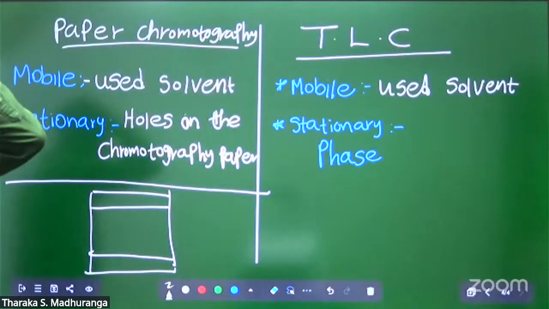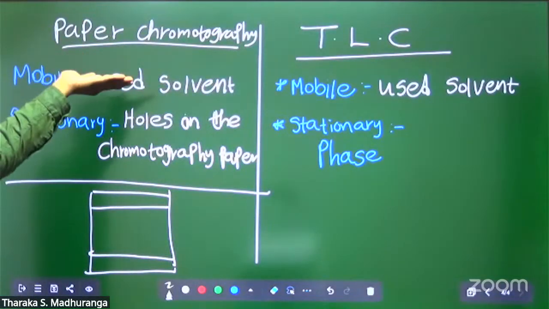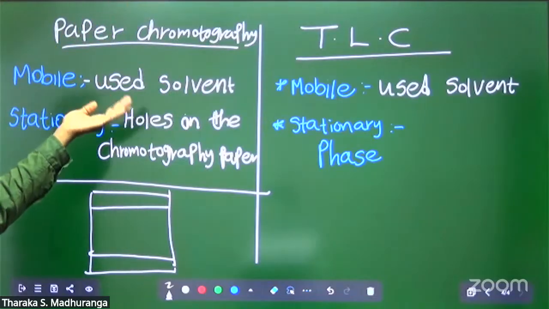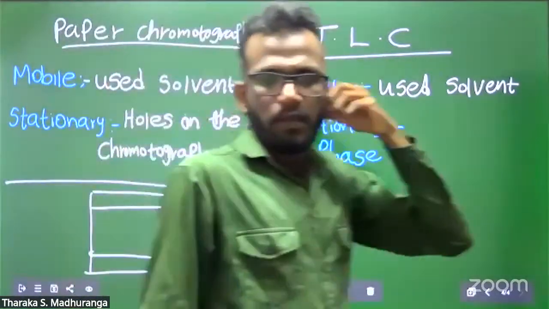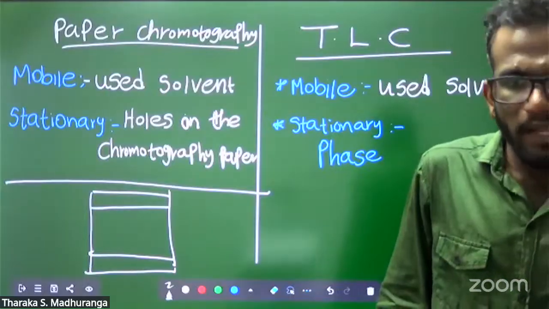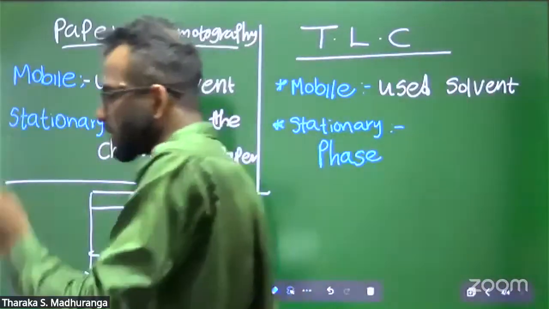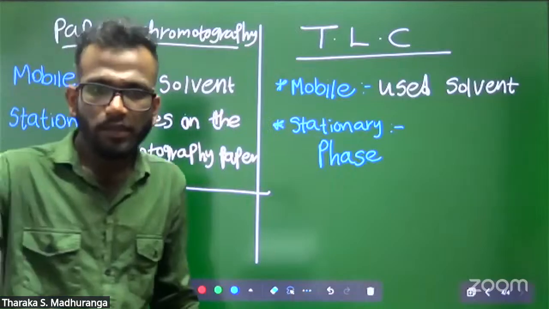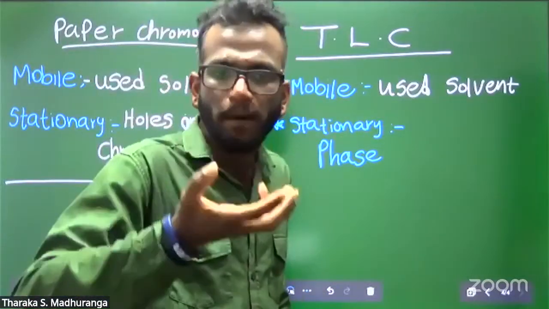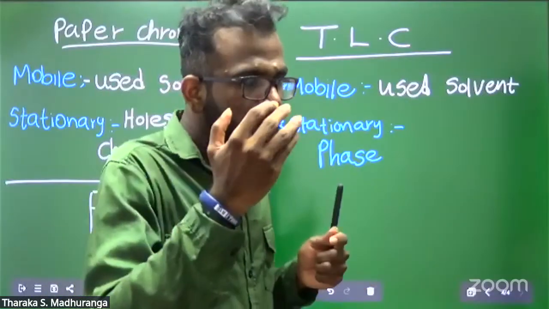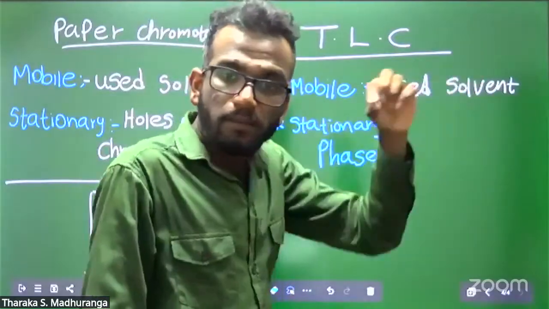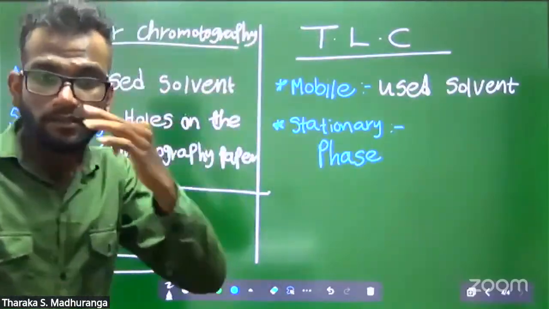Think and tell me. In paper chromatography, the mobile phase is the used solvent. The stationary phase is the holes on the chromatography paper. In the TLC method, what is the mobile phase? Very good, Amar. The phase that helps to travel the compound also travels. Then it is solvent. Then what is the stationary phase?